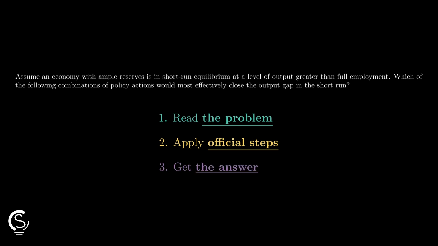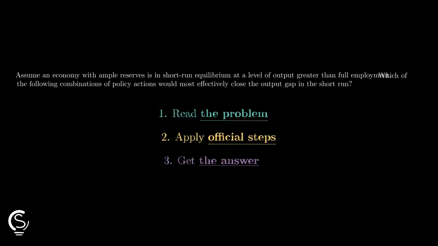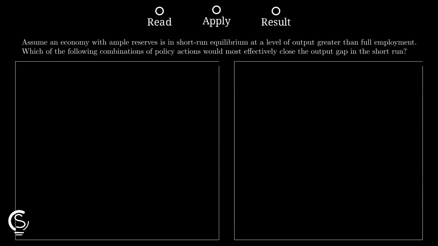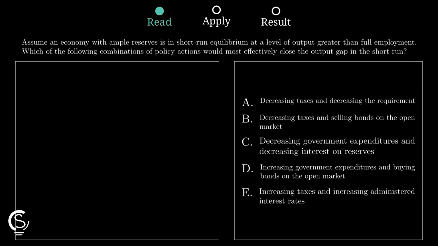Inflationary gaps happen when output exceeds full employment, so we need to find the right policy mix to cool things down. Let's solve this fast. The economy is currently operating above its full employment level, which creates an inflationary output gap. We must identify actions that will reduce aggregate demand to bring the economy back down.